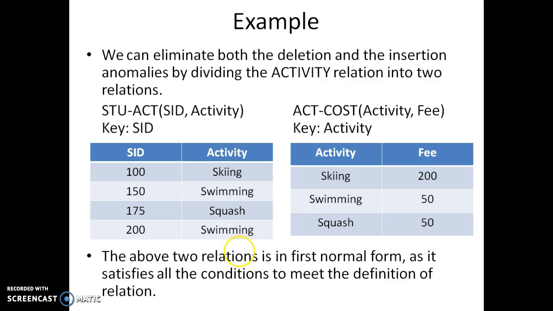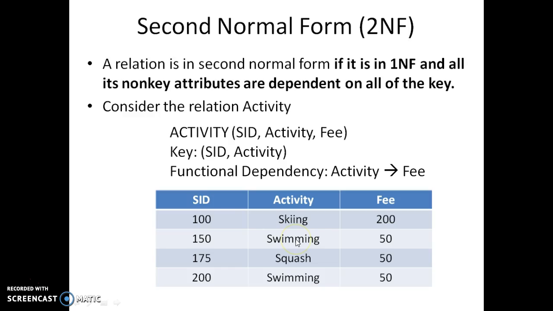So the above two relations are in first normal form as they satisfy all the conditions to meet the definition of relation. What are the conditions of the first normal form? The first one is that each cell must be of single value. No two rows of the table are of the same kind, and each column must have a unique name. All these conditions are met here. That's why the above two relations are in first normal form.